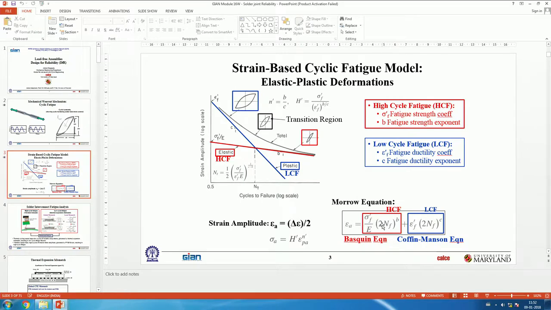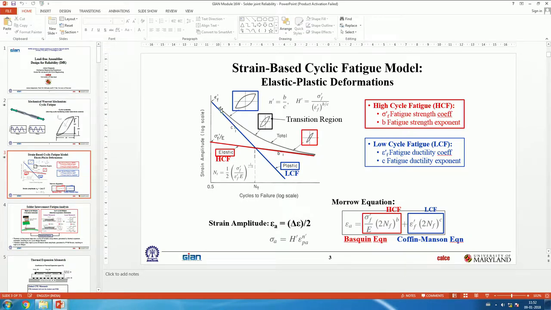So this is what we mean when we say, oh, we did physics of failure modeling. That's all we mean. Nothing more sophisticated than that. Yes? Is it applicable to both ductile and brittle? Excellent question. If it's brittle, it'll be closer to this part of the curve. If it's ductile, it'll be closer to this part of the curve.